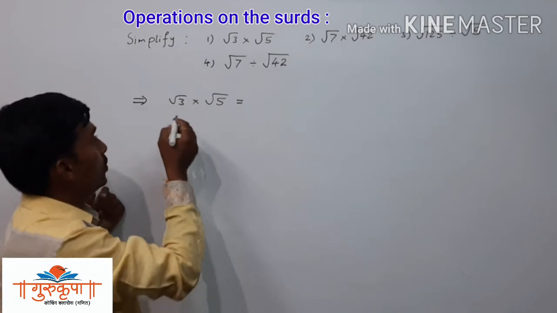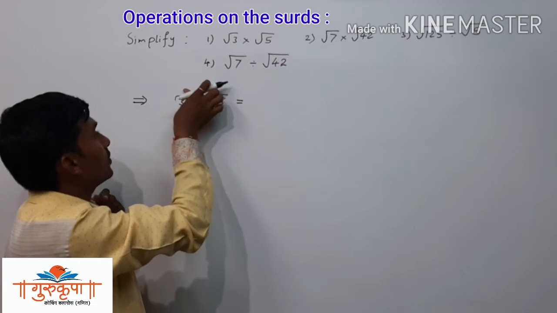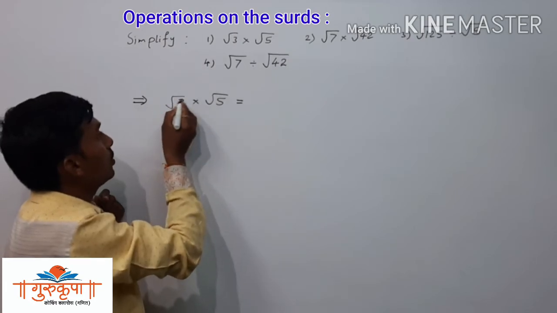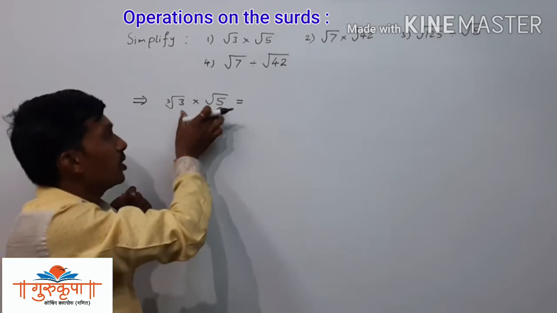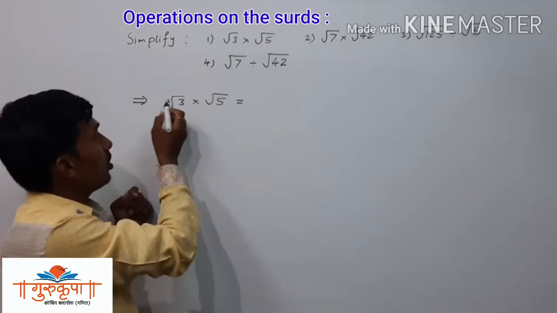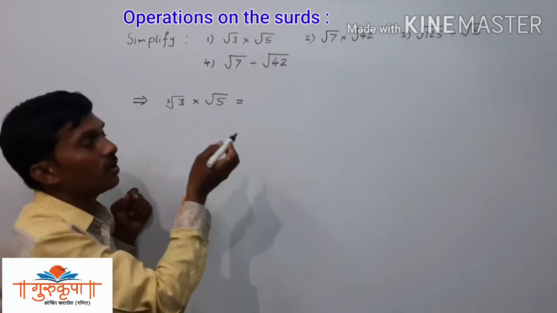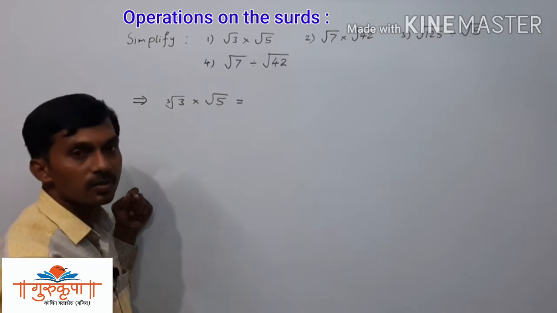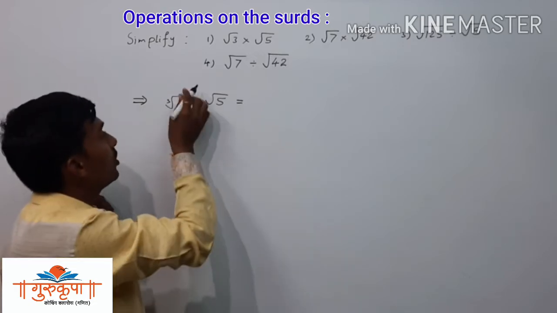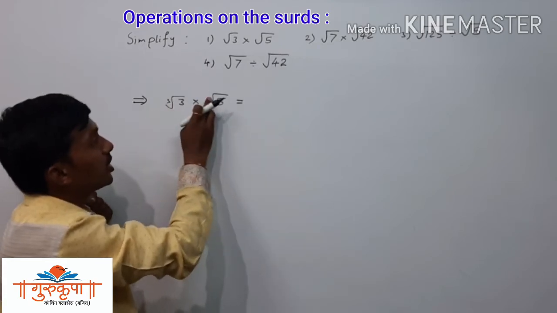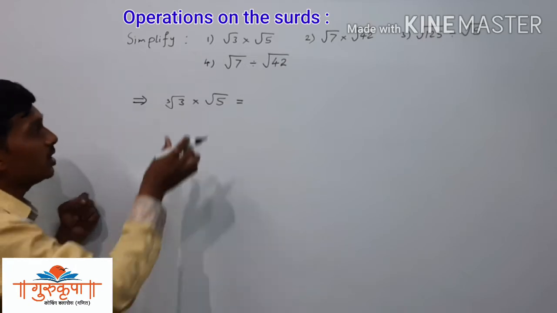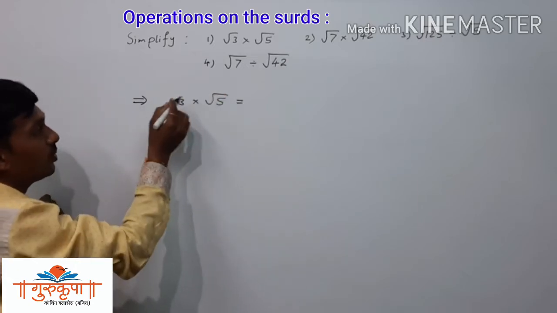Suppose we are given cube root of 3 and square root of 5, we cannot multiply those two terms, since their orders are not equal. We cannot take the multiplication of these two surds if here the order is 3 and here the order is 2. Since their orders are different, we cannot multiply them.